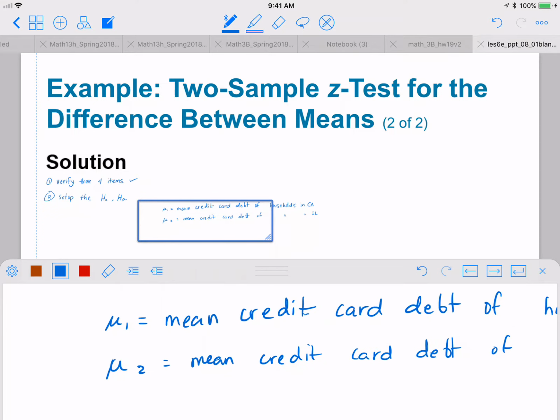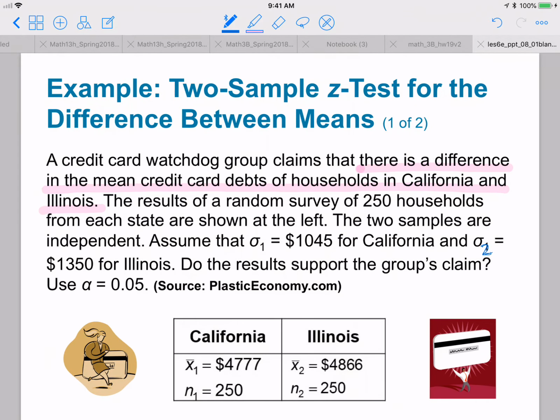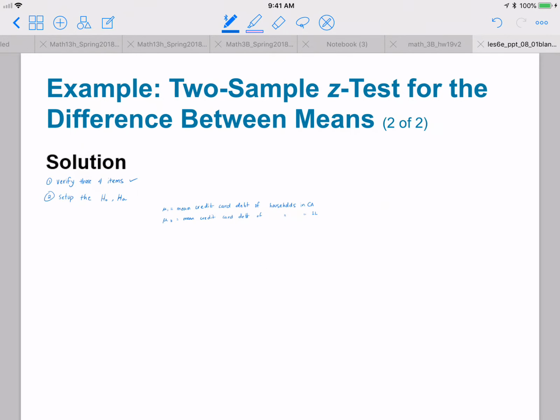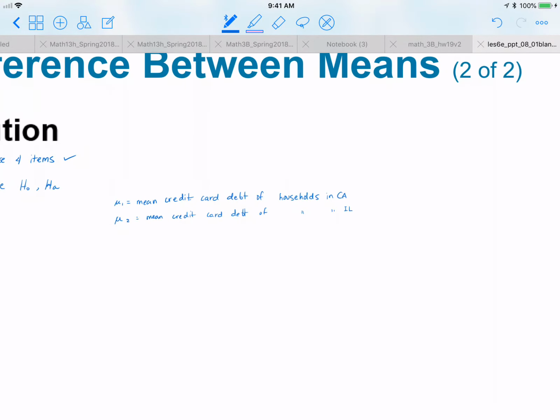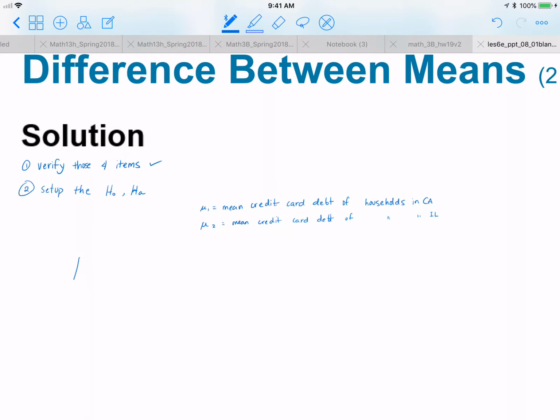According to the statement of our claim, there is a difference in the mean credit card debts of households in California and Illinois. We're saying that mu1 is not equal to mu2. Writing that in math, we would say mu1 is not equal to mu2. This is our claim.